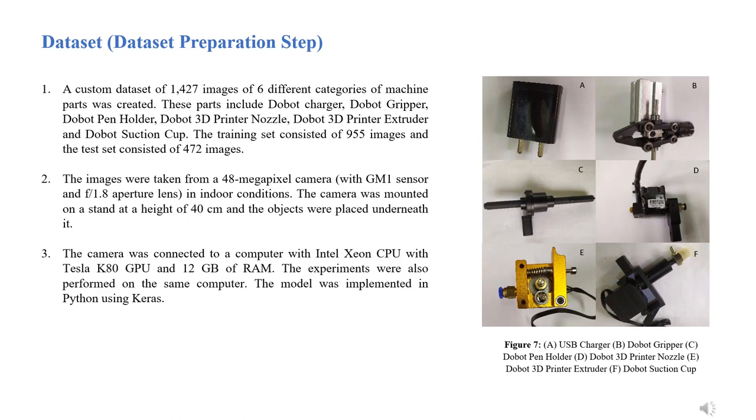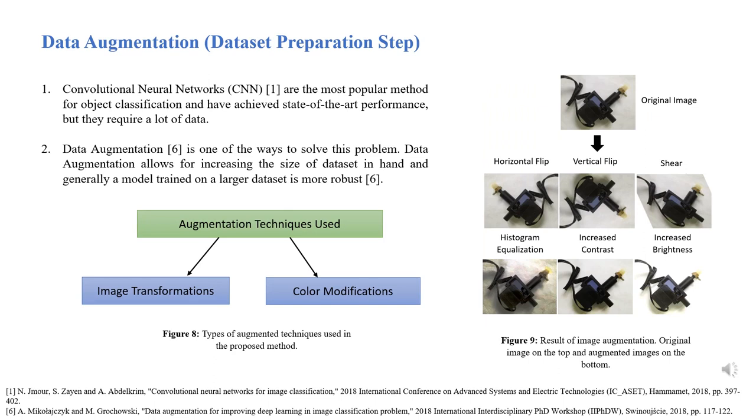Our dataset consists of approximately 1,500 images. The size of the dataset is quite small. Deep neural networks require more data compared to other machine learning approaches. To increase the size of our dataset, we utilize data augmentation.